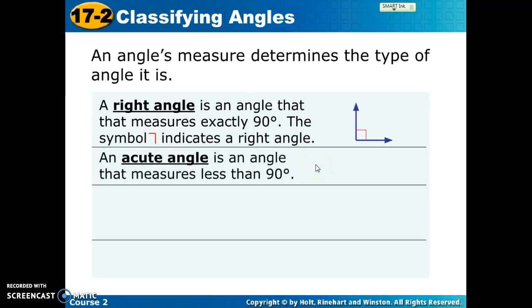Our next term is acute angle, not a pretty one, just a cute one. An acute angle is an angle that measures less than 90 degrees. And a picture of an acute angle would be anything, any measure, that is less than 90.